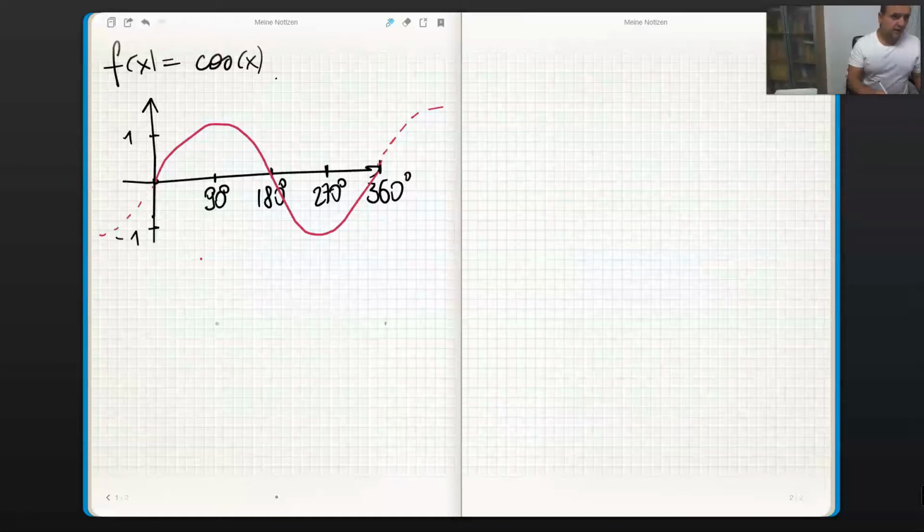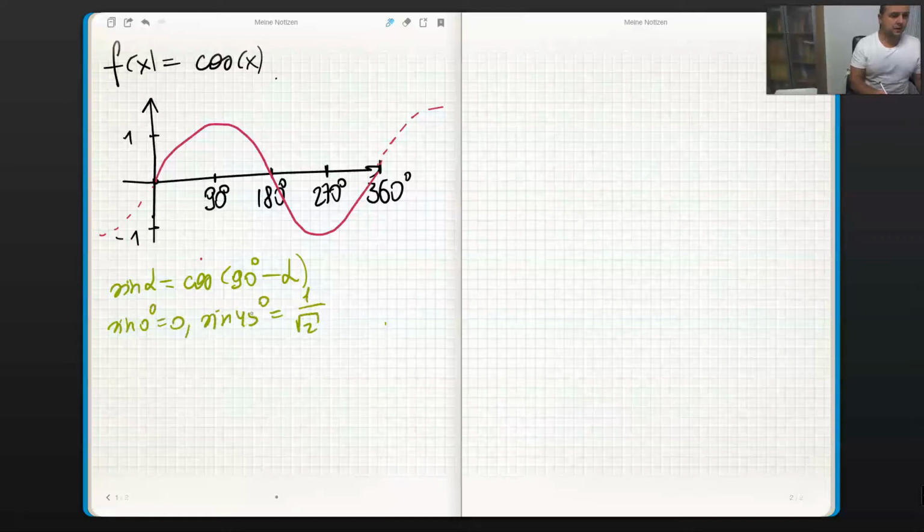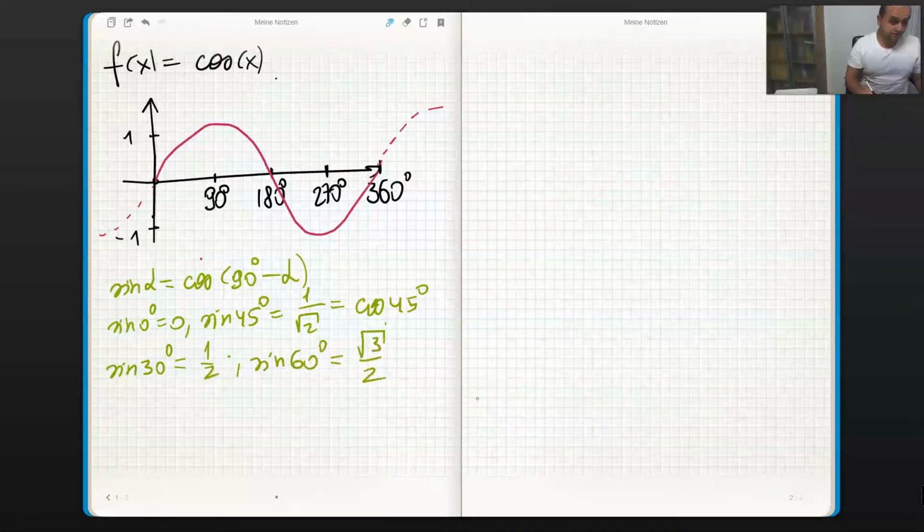Well, we figure out that the sine of alpha is equal to the cosine of 90 minus alpha. Well, that's pretty nice because we know that sine of 0 is 0. We also know that sine of 45 was 1 divided by the square root of 2. And at the same time, we proved that this is the same as the cosine in the last video, which I link here. We also have the information sine of 30 equal to a half and sine of 60 equal to square root of 3 divided by 2.